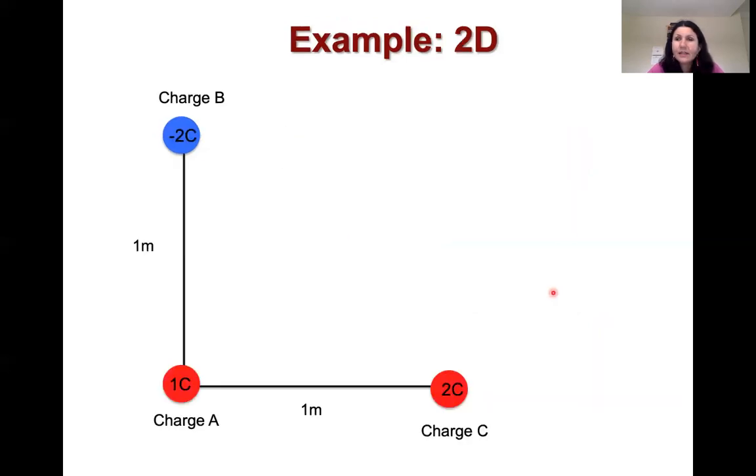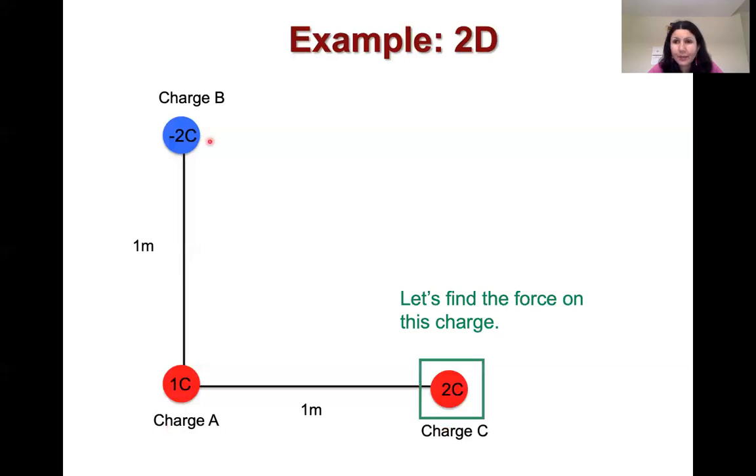All right, now let's look at a little bit more complicated two-dimensional case, and this is where we really need to brush up on our vector algebra. So what we're going to ask is this. We have these three charges A, B, and C. And what we want to know eventually is what is the force that acts on charge C due to the presence of charges A and B.